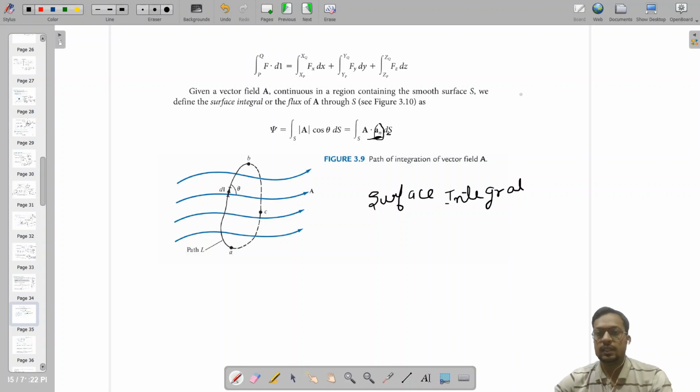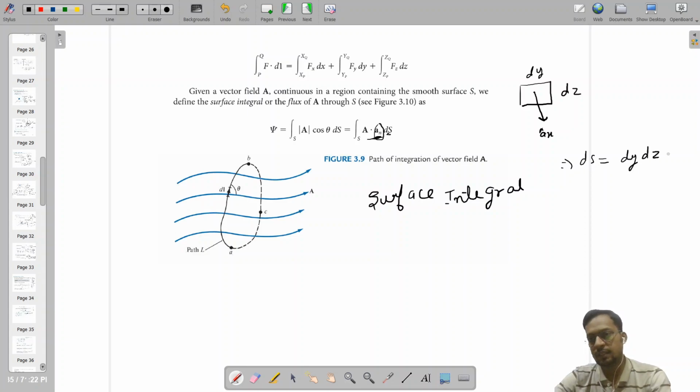If we consider a Cartesian coordinate system and a normal vector in the direction of ax, we have the variables dy and dz. So the differential surface for this figure can be written as dy into dz along the normal vector ax. Therefore, in the surface integral, a normal vector is used and the differential surface along that normal vector is considered.